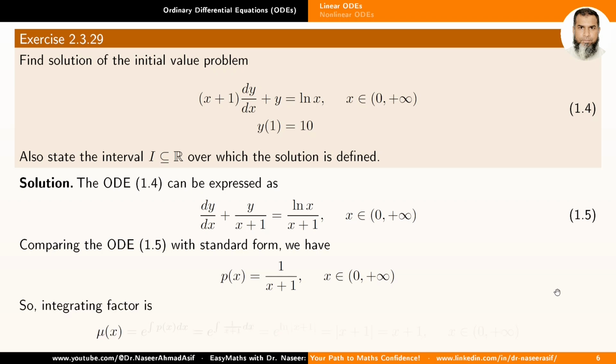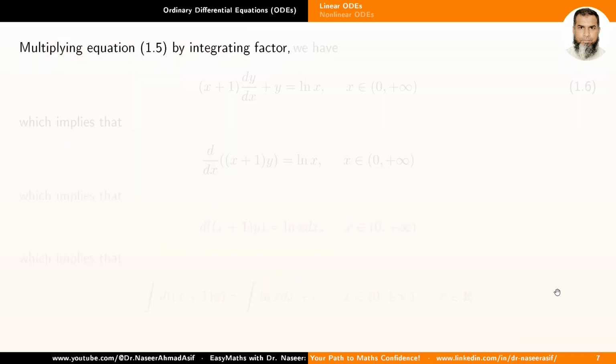So integrating factor is mu(x) = exponential of integral of p(x) dx, which is equal to exponential of integral of 1/(x + 1) dx, which is equal to exponential of log|x + 1|, which is equal to |x + 1|. So mu(x) = x + 1, where x belongs to the open interval (0, +infinity). Multiply equation 1.5 by integrating factor, we have (x + 1) dy/dx + y = log x, where x belongs to the open interval (0, +infinity).